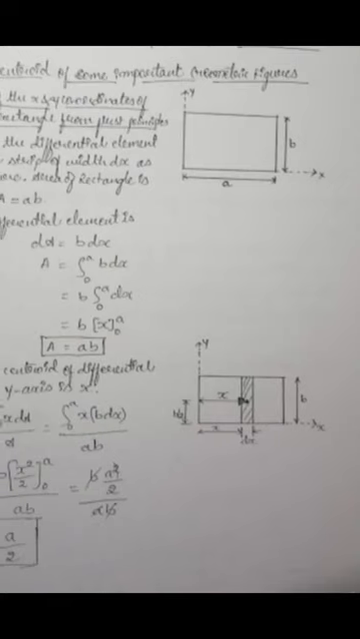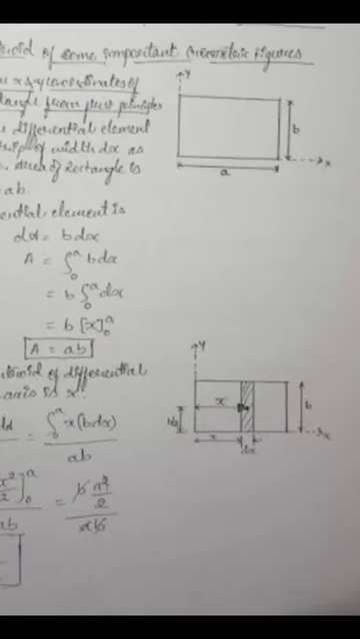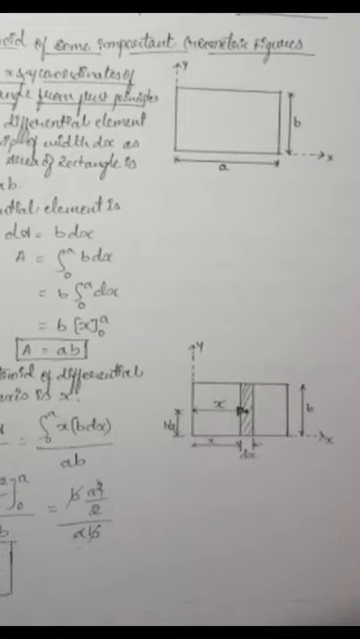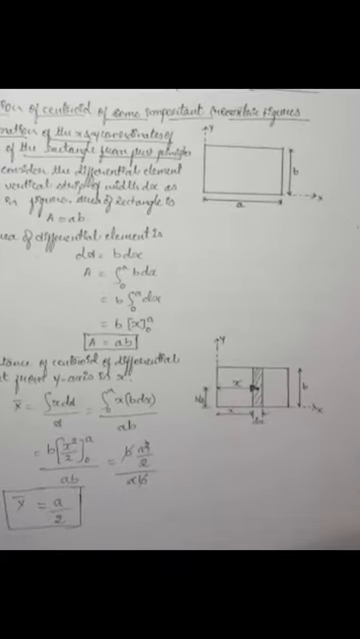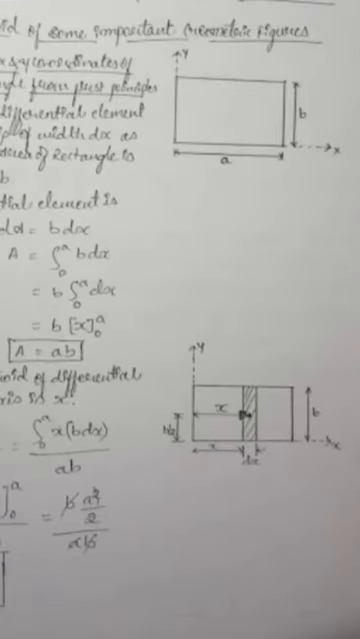For finding this, you first have to take the smallest area, that is dx. The area of that elemental area is nothing but dx into b. So the area of the strip I am taking, the small strip which I hashed, is dx into b. So a small elemental area will be dA.